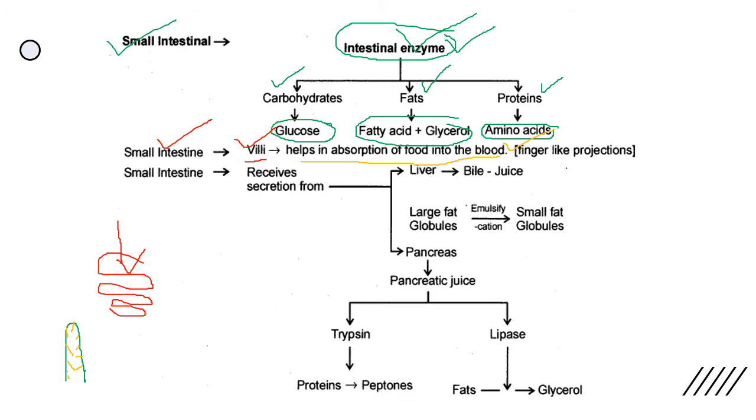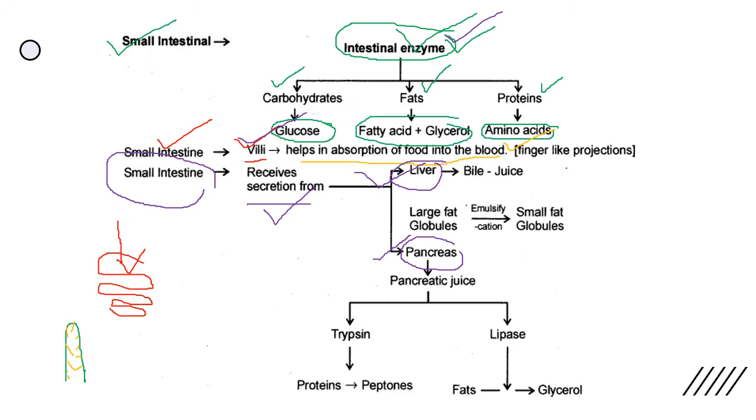it reaches the cells. Then next, the small intestine receives secretions, apart from the intestinal juices and the villi's absorption process. What is that? From the liver and from the pancreas. These are the two organs from which the small intestine receives secretions.